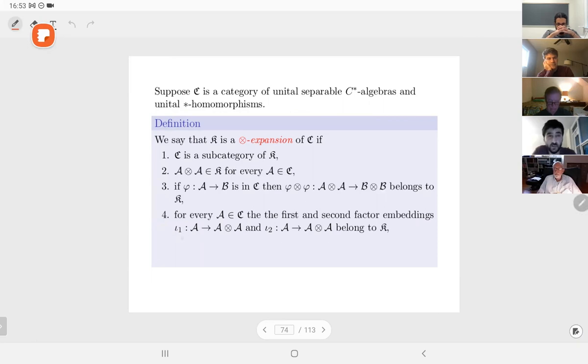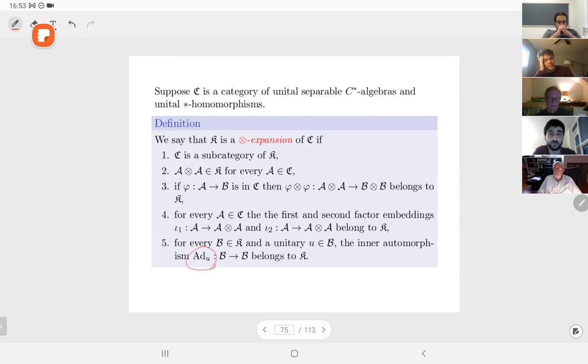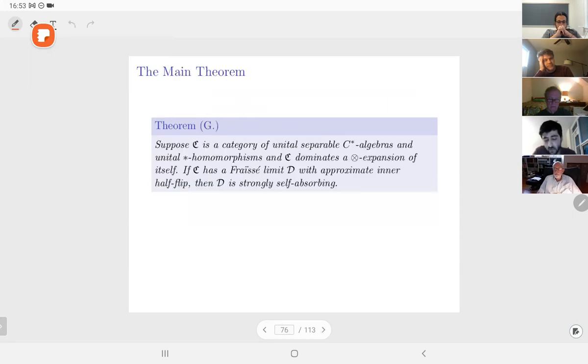And also, as I mentioned, I want the first and second factor embeddings to be K-morphisms and the conjugations with unitaries to be there. Now, the main theorem is the following. Now I can state it precisely: suppose C is a category of unital separable C-star algebras and unital star homomorphisms, and C dominates a tensor expansion of itself.